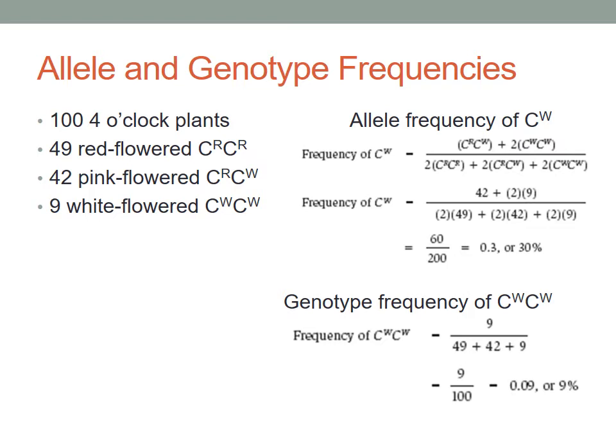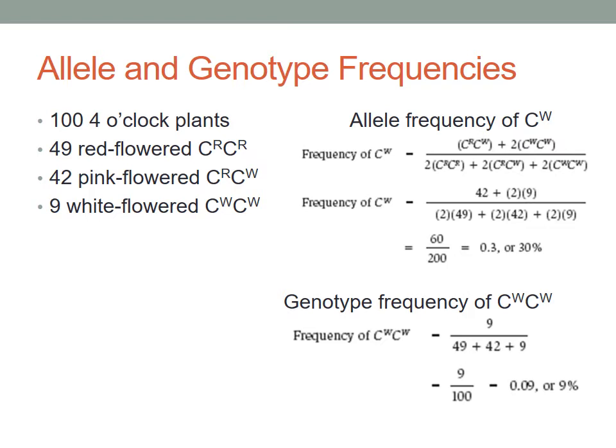And let's say we had the flowers and your job was to go out and count them. And you counted 49 red flowers and 42 pink and 9 white. But let's say you then wanted to find out, well, what's the frequency, allele frequency of CW? You could calculate it. It's going to eventually be 30%. And you might be wondering, well, wait a minute, I don't understand, how is that possible?